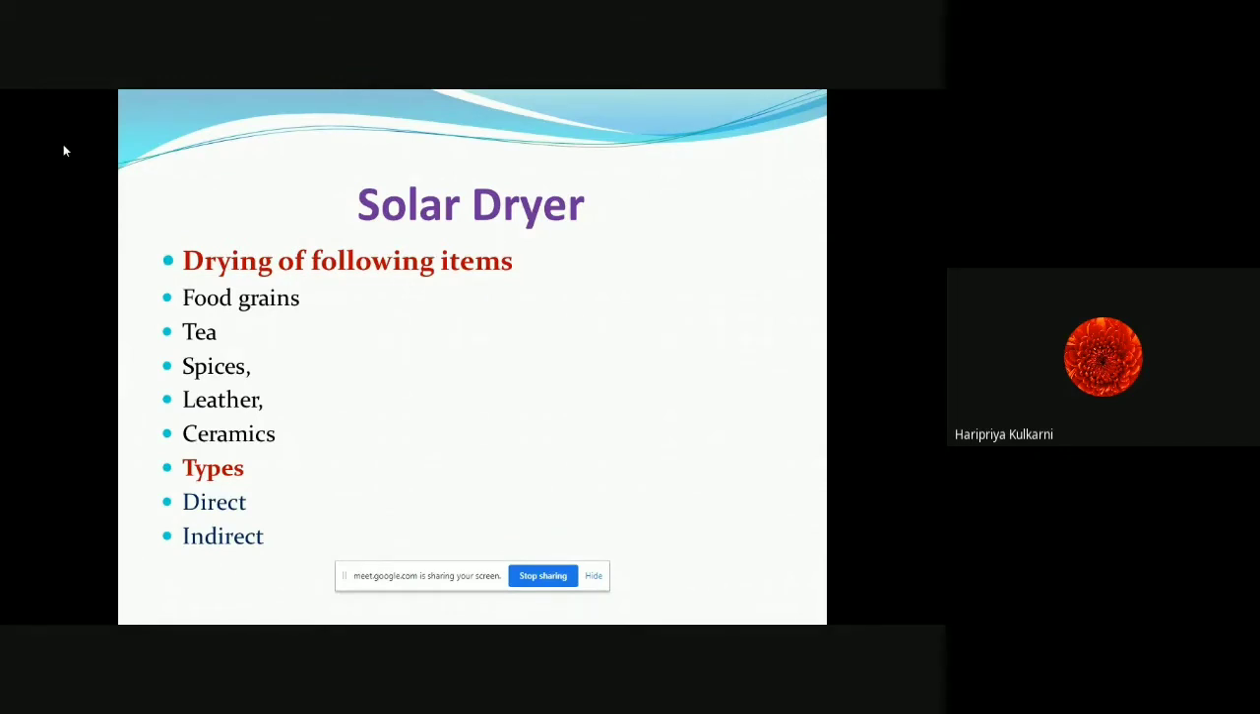There are basically two types of drying systems. One of them is a direct solar drying, and the other one is the indirect solar drying. Now, as the name suggests, in case of direct solar drying, we try to make the arrangement in such a way that solar radiation directly falls on the ingredients to get dried. Whereas in case of indirect, we heat up some, say, air or water, and we try to transfer that heat to the material to be dried. Let us see one by one in detail.